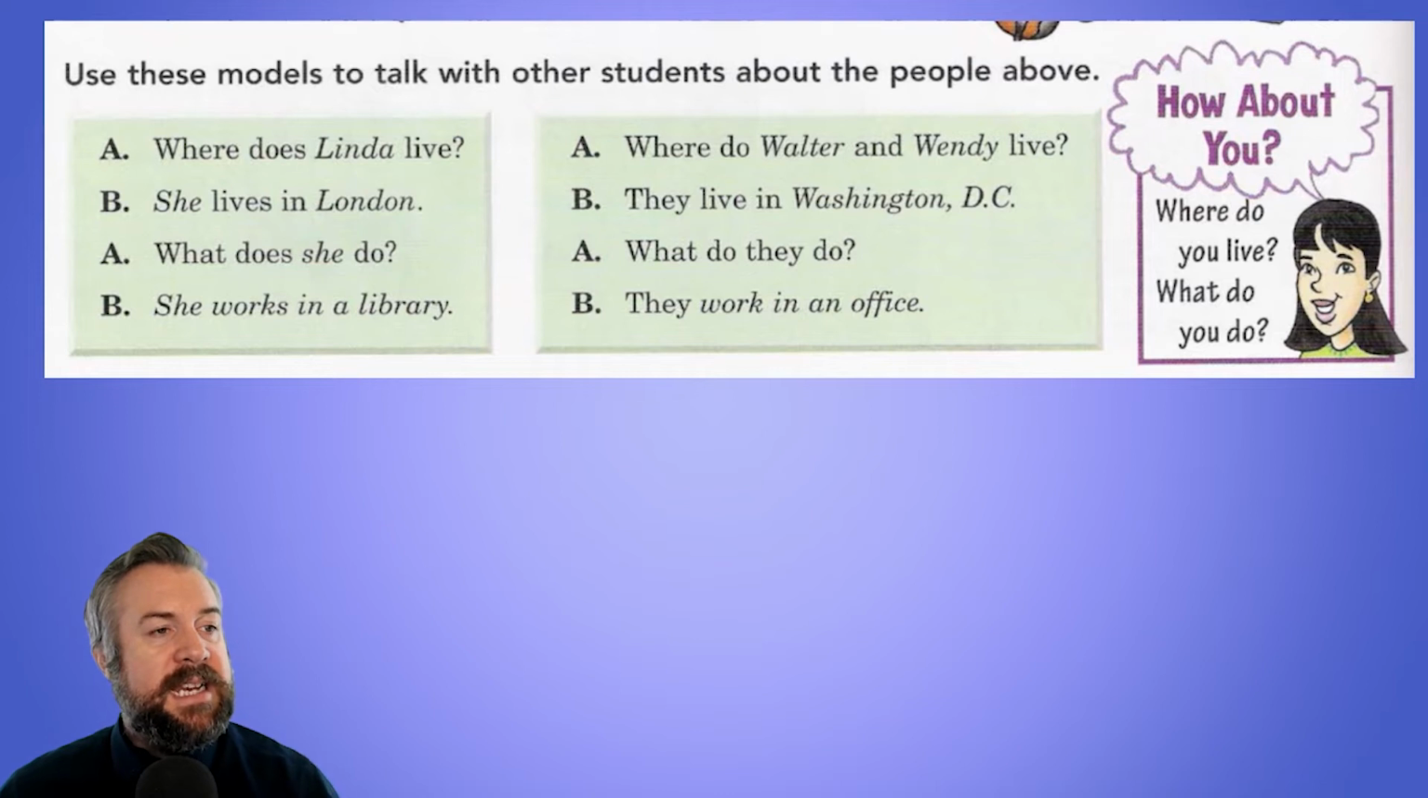Where does Linda live? She lives in London. What does she do? She works in a library. That's for one person. If there are two people, where do Walter and Wendy live? They live in Washington, D.C. What do they do? They work in a post office.